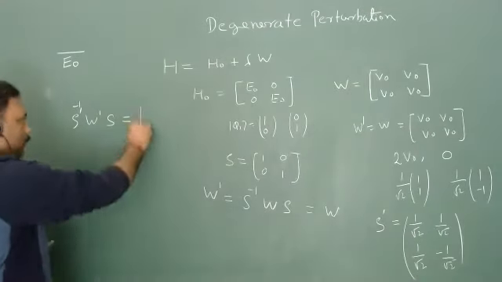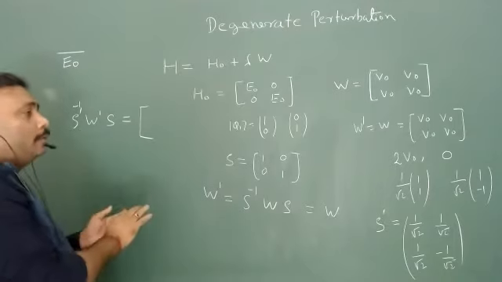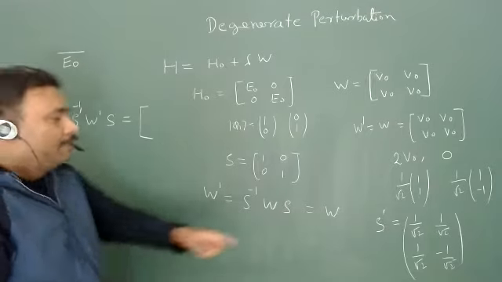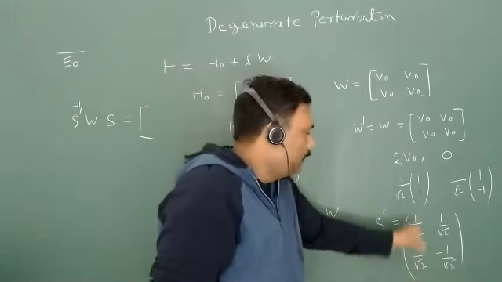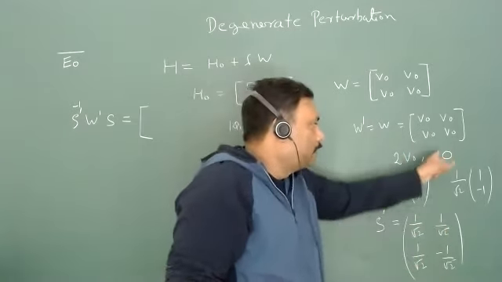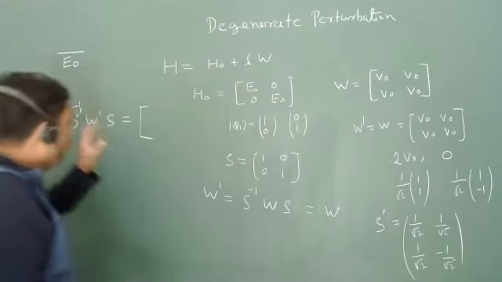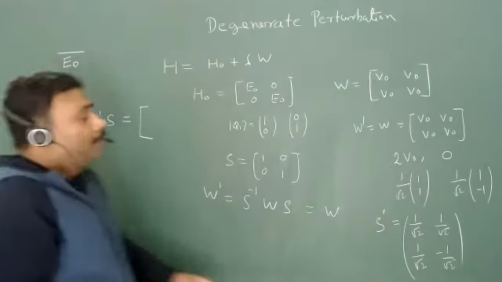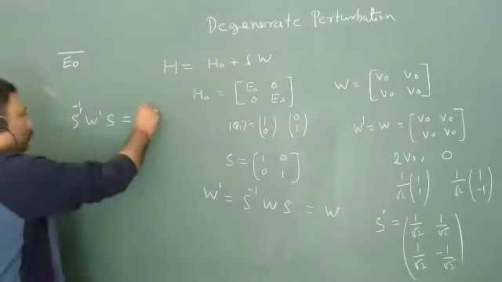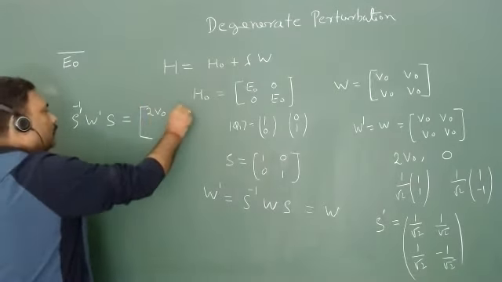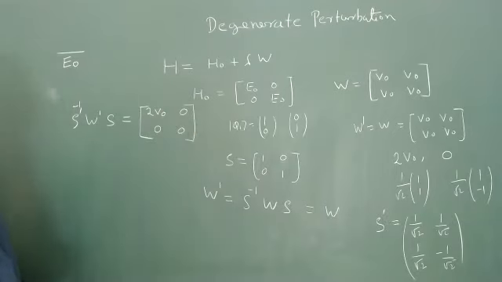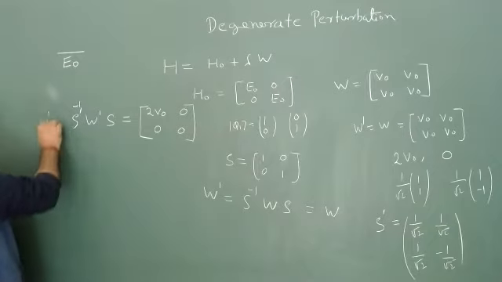Diagonal with eigenvalues. Exactly, the diagonal eigenvalues, but where should be 2V naught and where should be 0? This is very interesting. Obviously the first eigenvector is associated with 2V naught and the second eigenvector is associated with 0. So if you calculate this with the basis of this matrix, you will get 2V naught, 0, 0 and 0. This will be your diagonal W dash.